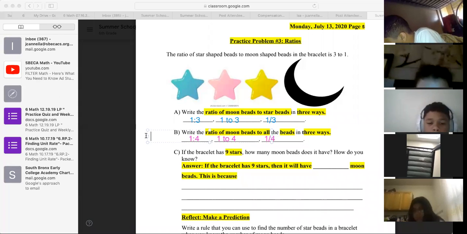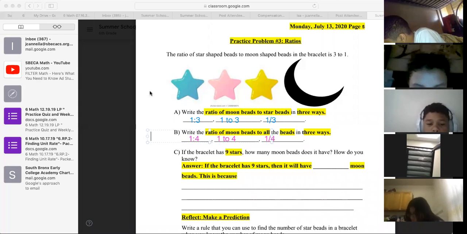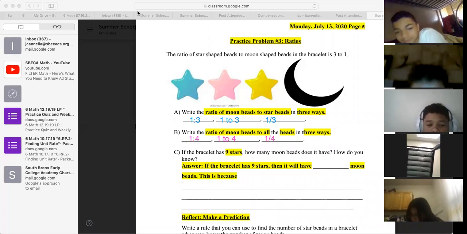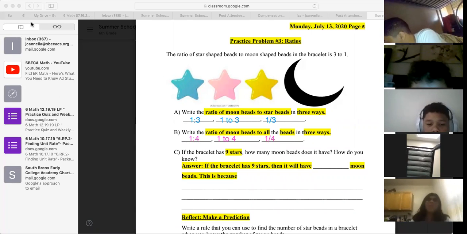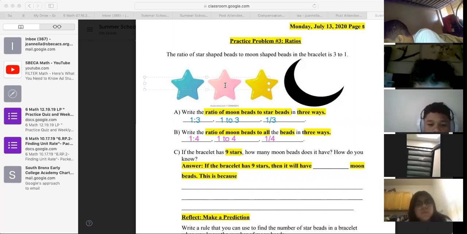All right, I'm going to type something over here in the chat box. Actually, no, I'm not going to do that. I'm going to type it maybe here. Let's see if it lets me. All right, so looking at this one.